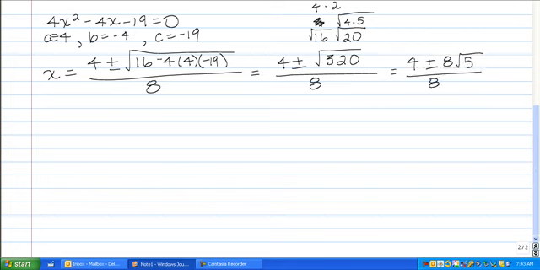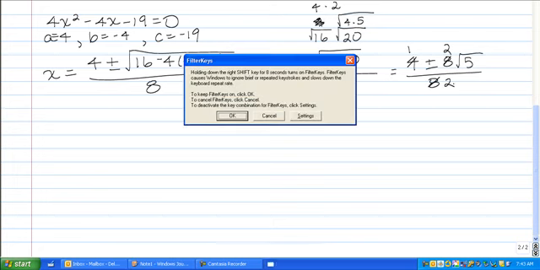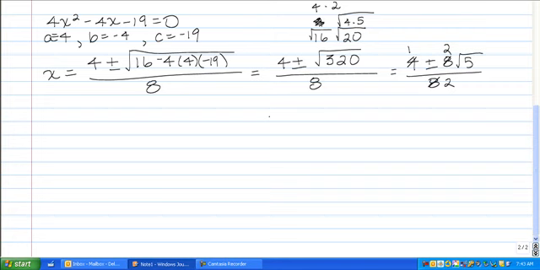Now I can reduce this sum. I can reduce it by a 4. So we get 1 plus or minus 2 times the square root of 5 over 2.